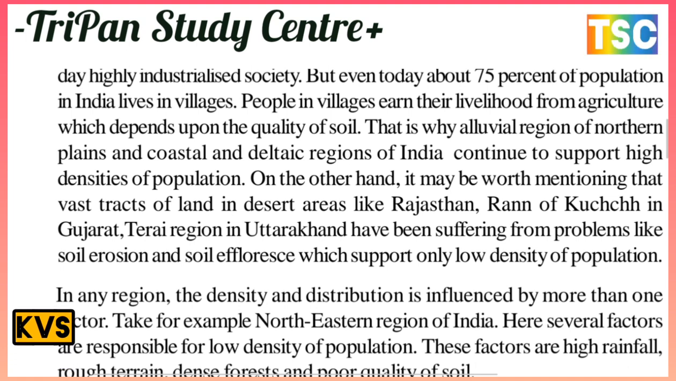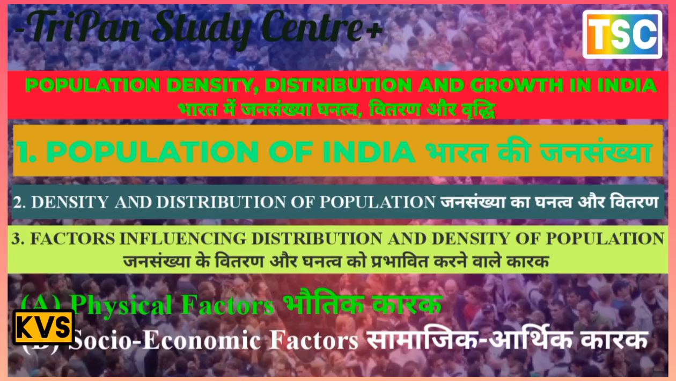In any region, the density and distribution is influenced by more than one factor. Take, for example, the north-eastern region of India. Here several factors are responsible for a low density of population. These factors are high rainfall, rough terrain, dense forest and poor quality of soil.